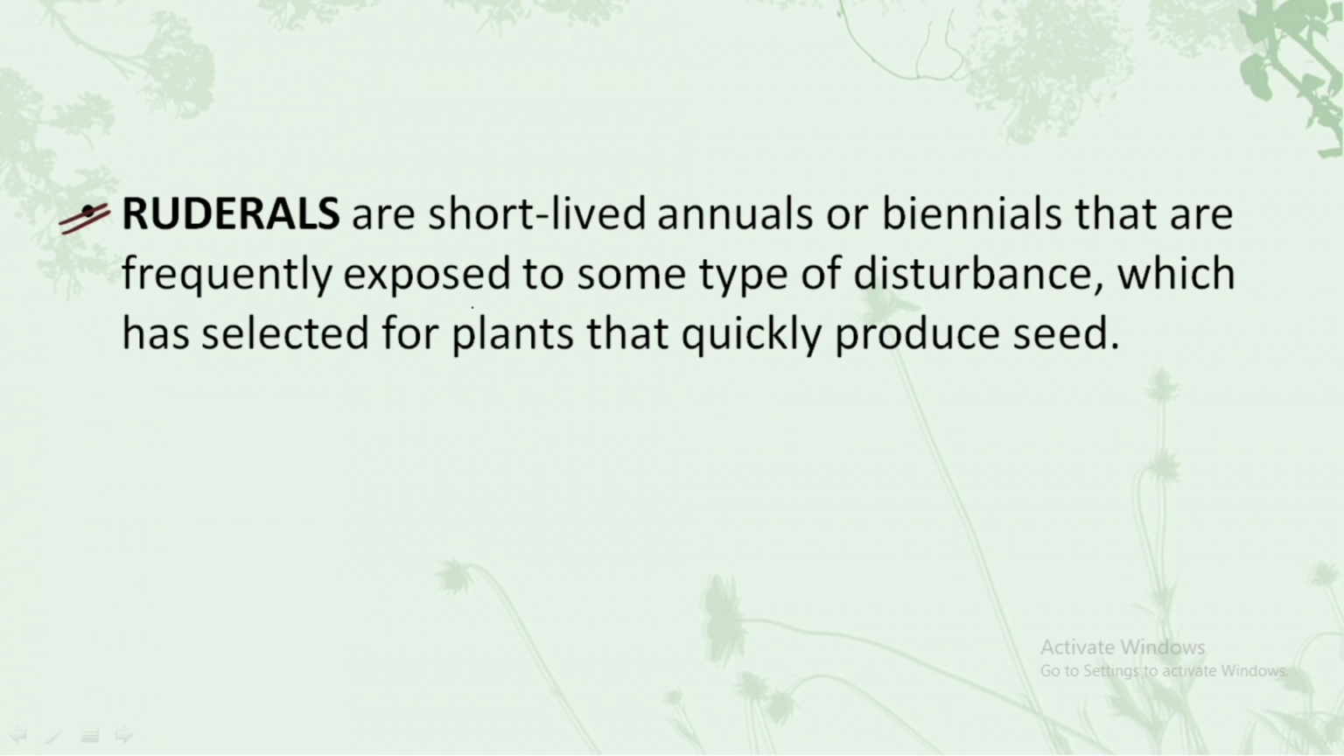Then we have the ruderals. These are the short-lived annuals or the biennials that are frequently exposed to some kind of disturbance, which has selected for plants that quickly produce seeds. So what are annuals and biennials? Annuals are the plants that die off within a year, and biennials are the plants that die off within 2 years. In other words, annuals flower one time in their complete life cycle, and biennials flower 2 times in their complete life cycle. So this is about the ruderals.